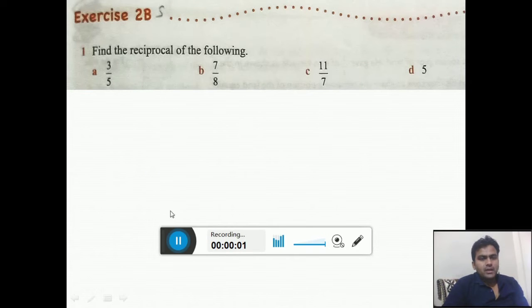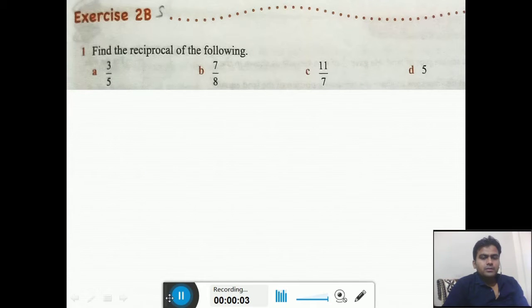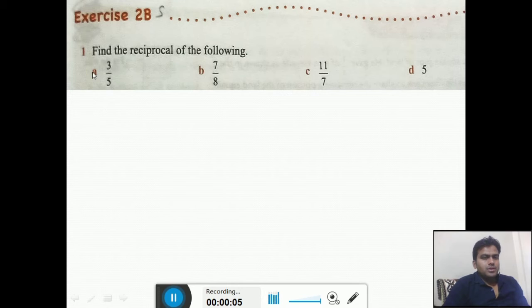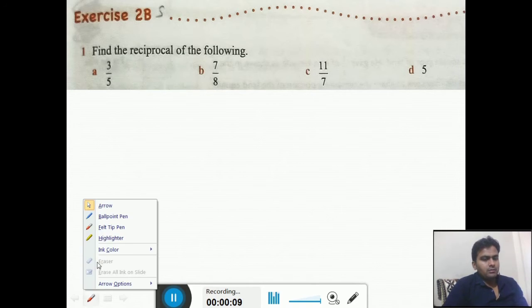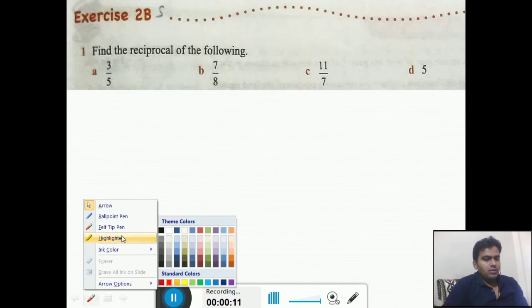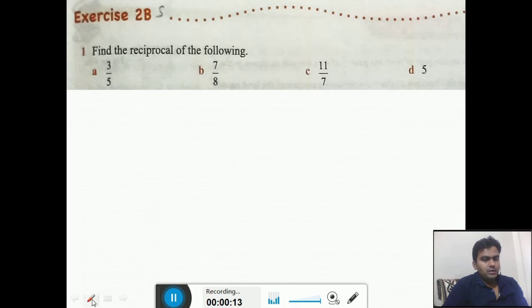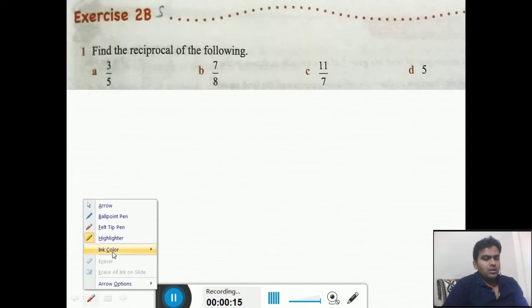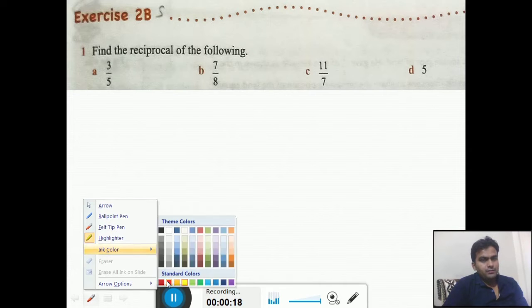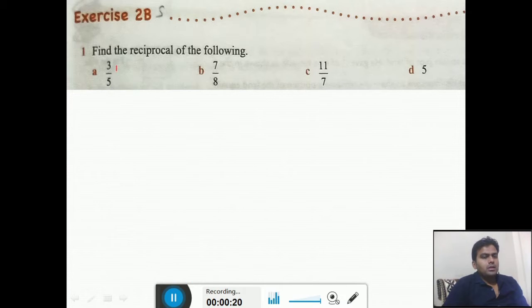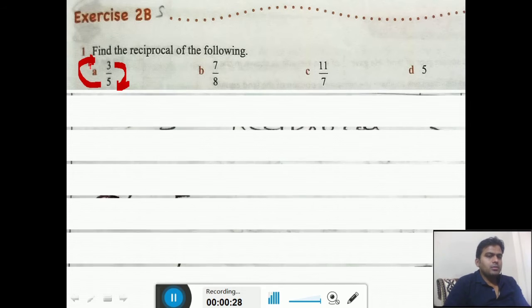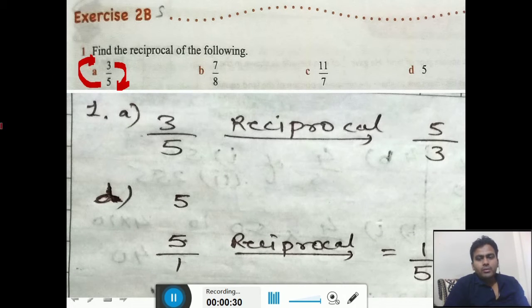Exercise 2B. Find the reciprocal of the following. The question is 3 upon 5. In the reciprocal of any number, we will get a new number, but the numerator and denominator will change. The numerator becomes the denominator and the denominator becomes the numerator. So for 3 upon 5, the reciprocal is 5 upon 3.